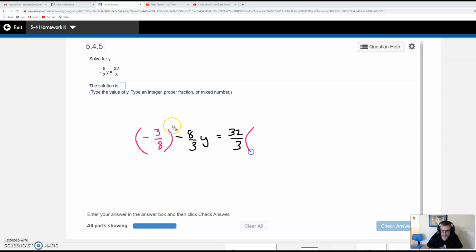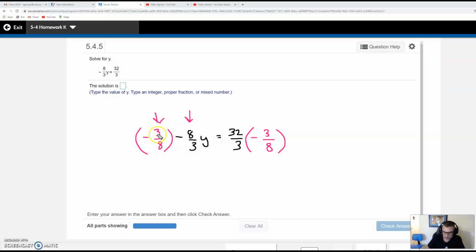And on the right-hand side, whatever I do to the left, I have to do to the right. I'm going to multiply by -3/8. So remember what I just told you. A number, I guess this was our original number right here, a number times its reciprocal always equals 1.